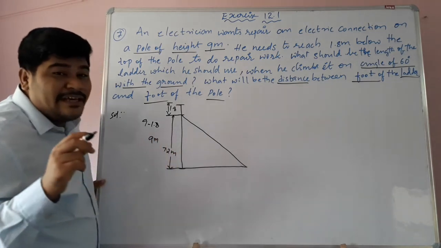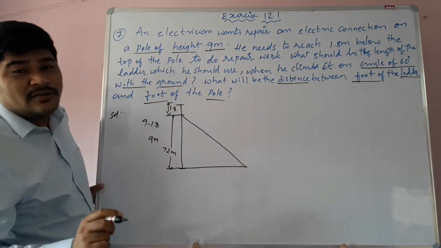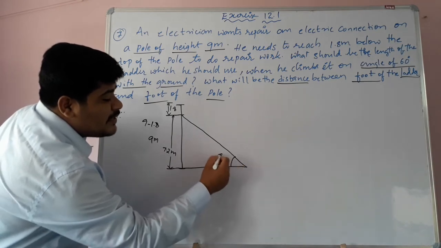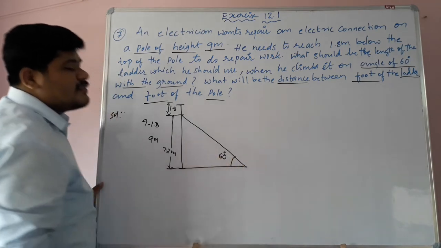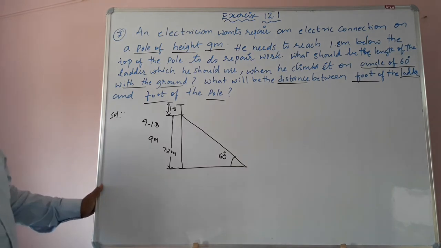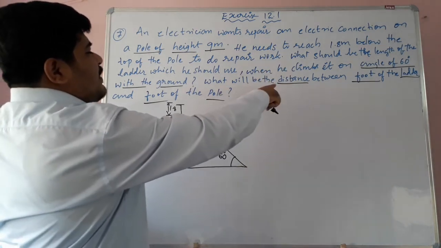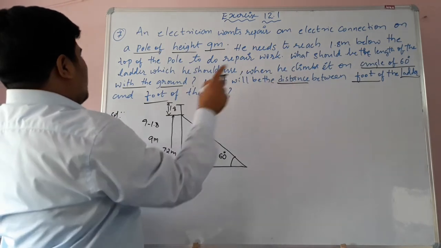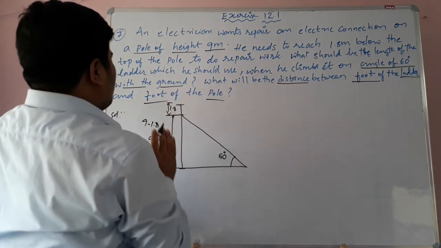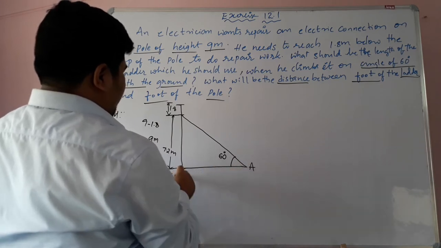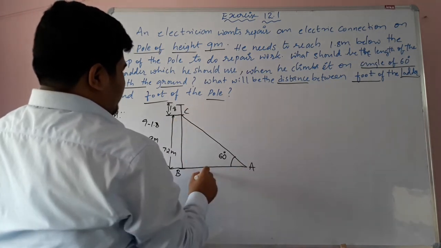ladder is making 60 degrees with the ground. This is the ground, and with this ground this ladder is making 60 degrees. Yeah, so students, now what is the question? What will be the distance between the foot of the ladder and the foot of the pole? So this part they are asking. So first I will name it as A, B, C, and I will take it as x.